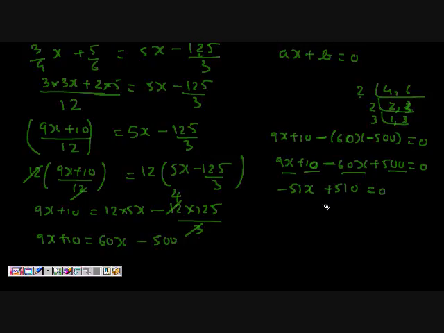So that means that minus 51x is equal to minus 510, or x is equal to minus 510 divided by minus 51, which is equal to 10. So x is equal to 10. So for this equation to hold true, the value of x should be equal to 10. And that's how you solve this equation.